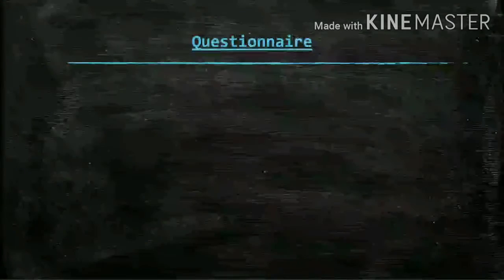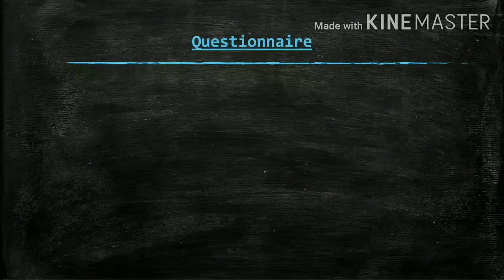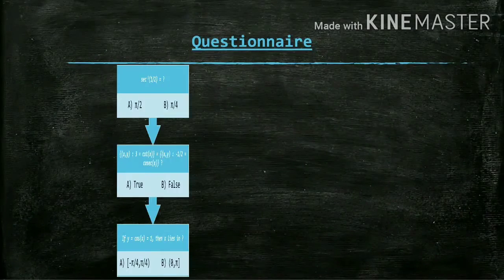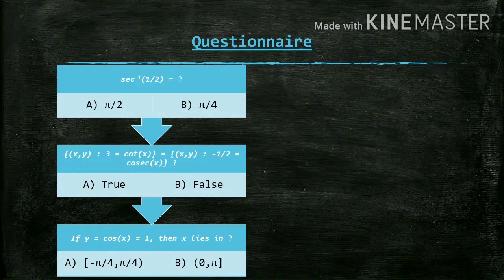So let's now have a quick questionnaire to clear the things that you have just learned. 3 short questions: finding the value of sec inverse half. Then in the second, the equality of the two sides, whether these are equal or not. And for the third one, finding the value of x, that whether our x lies in this or in this. Okay, so pause the video right now. Play it after a few minutes when you are done with these 3 questions, and I'll discuss the answers with their explanation.